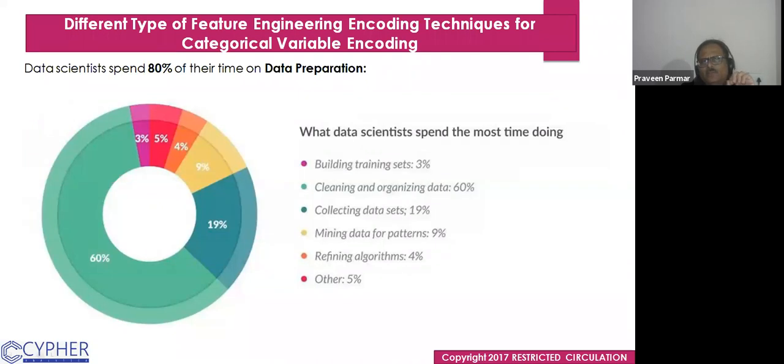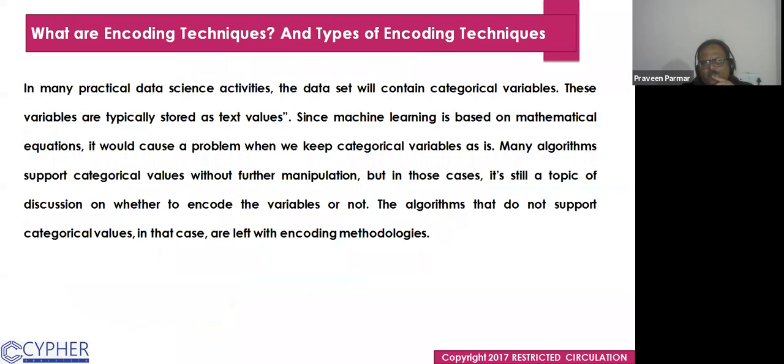Data scientists spend 80% of their time on data preparation. What do data scientists spend the most time doing? Building training sets 3%, cleaning or organizing data 60%, collecting data sets 19%, mining data for patterns 9%, refining algorithms 4%, other 5%. That's the general overview I have given.